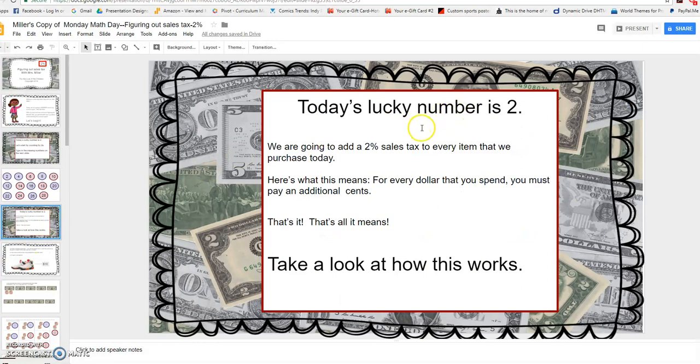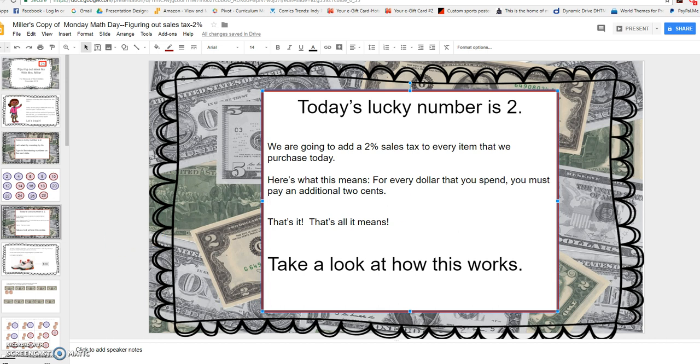Again, today's lucky number is 2. We are going to add a 2% sales tax on every item that we purchase today. Here's what that means. For every dollar that you spend, you must pay an additional 2 cents. That's it. That's all it means. So I'm going to put in the word 2 there. It looks like I'd forgotten to do that. So 2%, another way of putting that is 0.02. And if I wanted to write that as a fraction, I would put 2 over 100.